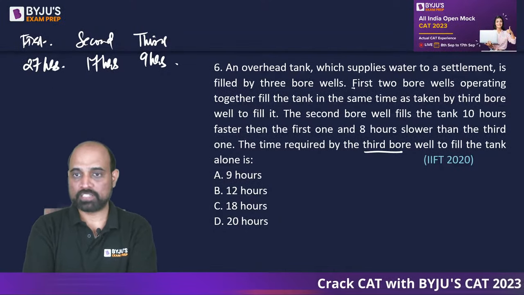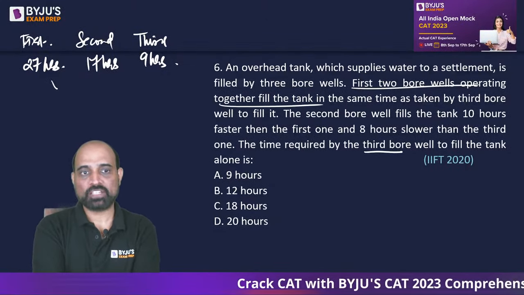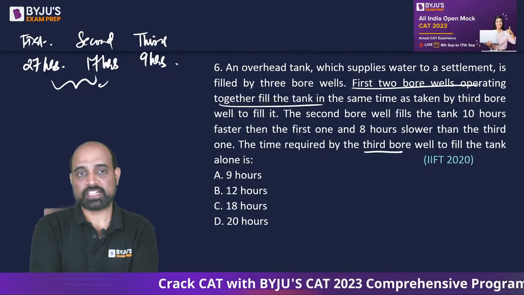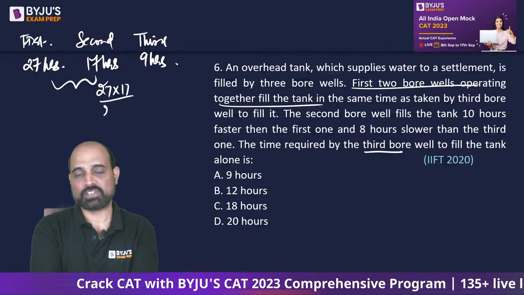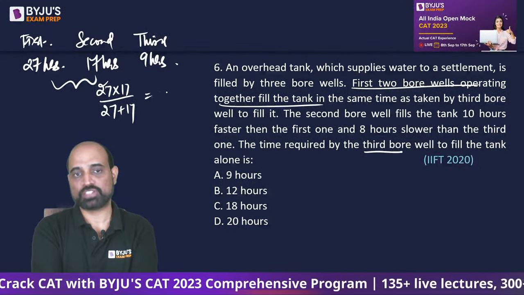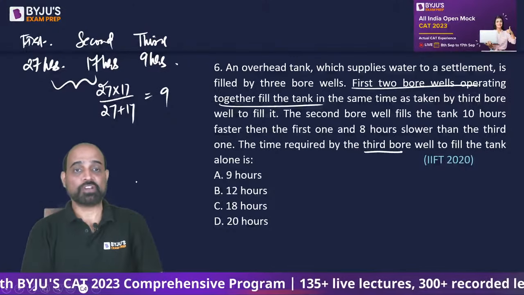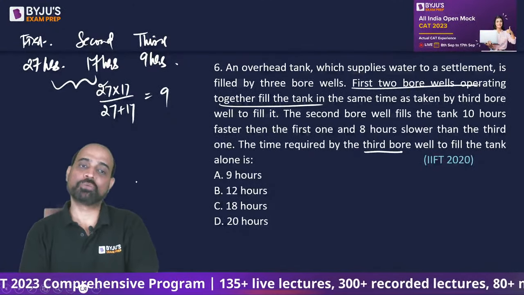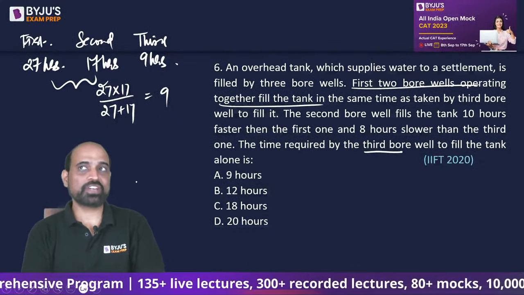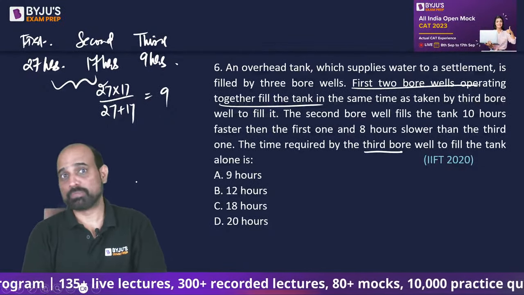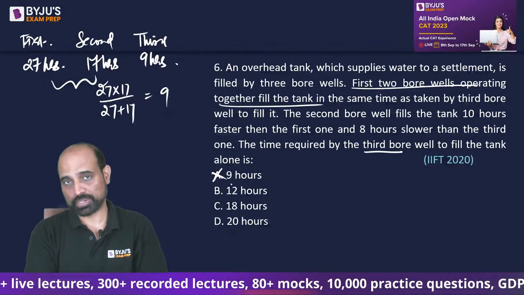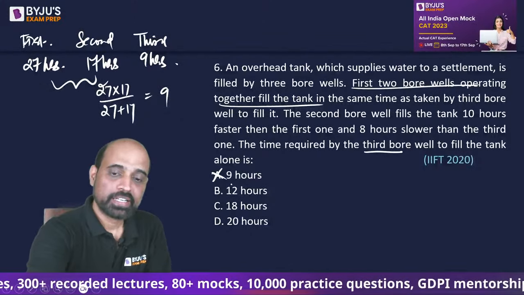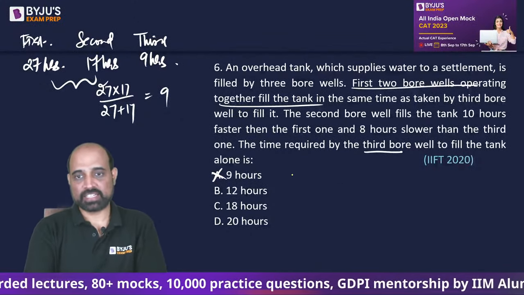Now, as per the question, the first two together is 27 into 17 divided by 27 plus 17, and this should turn out to be 9. Well, 27 plus 17 is going to be 44. 27 into 17 is not divisible by 44. So 9 will not be the answer. Right? Let's take the next scenario.